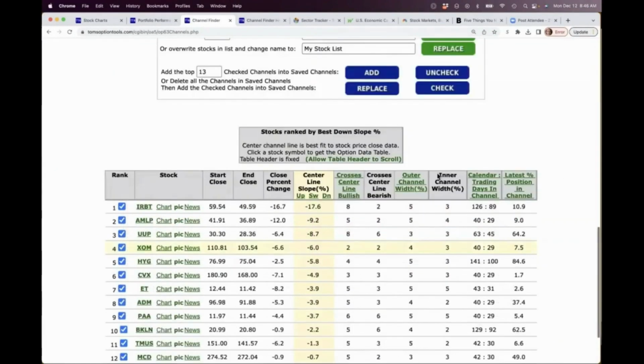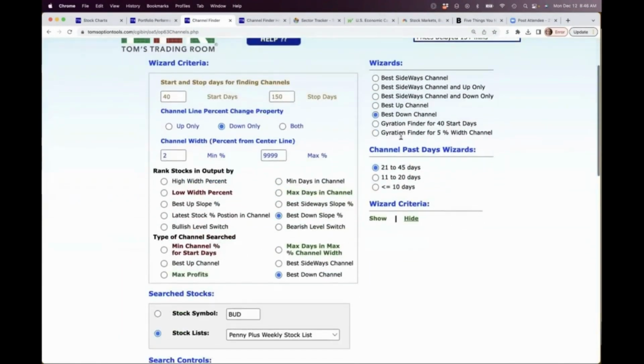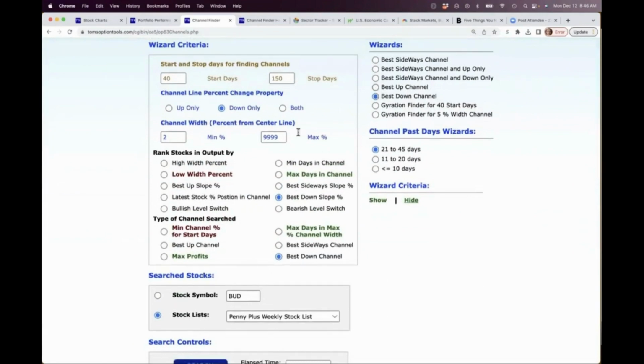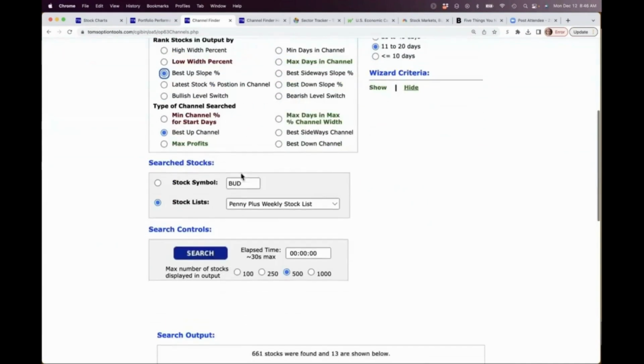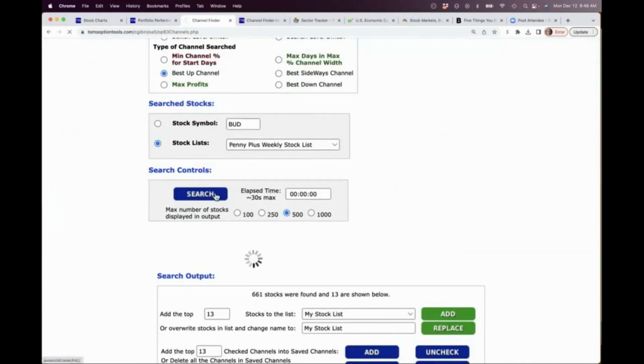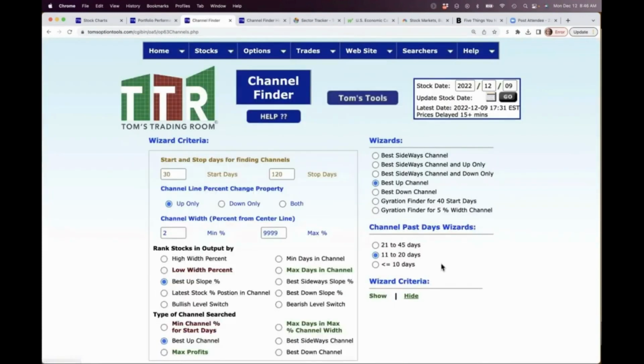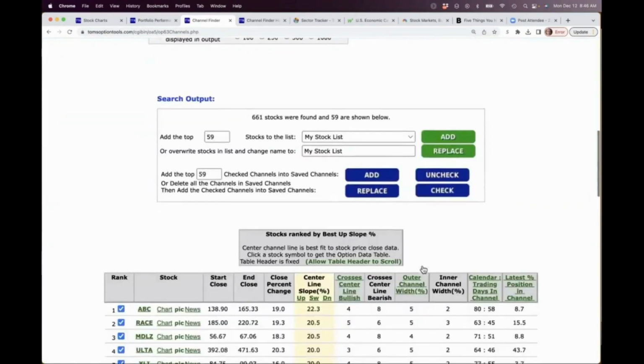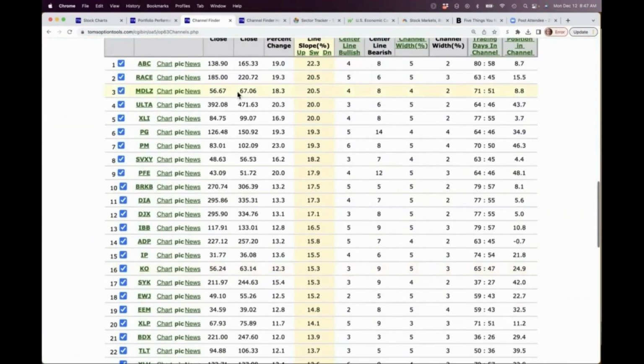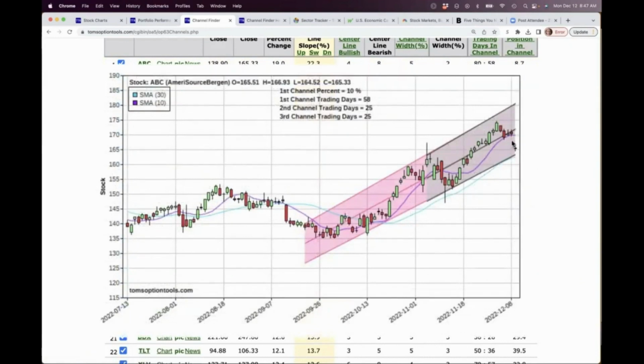All right. So there's the other thing you can do here. Let's look for up channels as well. And I'm going to do 11 to 20 days. We can search for even shorter term channels, over an 11 to 20 day channel. And some of the same ones come up as before. ABC is obviously in a nice bullish trend. It did drop on Friday. Okay, so those are candidates.